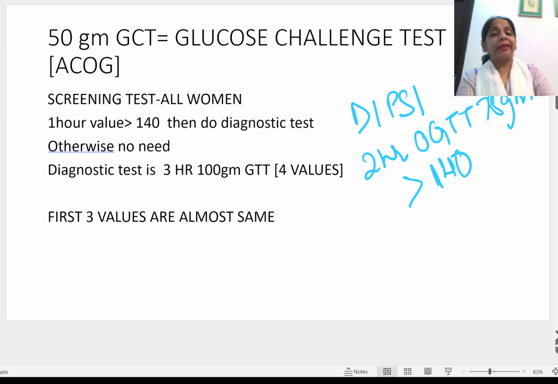Just to tell you one more thing, ACOG is not recommending the 75 gram 2-hour oral glucose tolerance test. ACOG is recommending the 100 gram 3-hour test. As the test is a 3-hour oral glucose tolerance test, we have 4 values: fasting, 1 hour, 2 hour and 3 hour. I just don't want you to get confused with those values. The first 3 values, fasting, 1 hour and 2 hour, are almost the same as the 75 gram oral glucose tolerance test. So I hope you will be able to differentiate the four diabetes groups and what they all recommend.